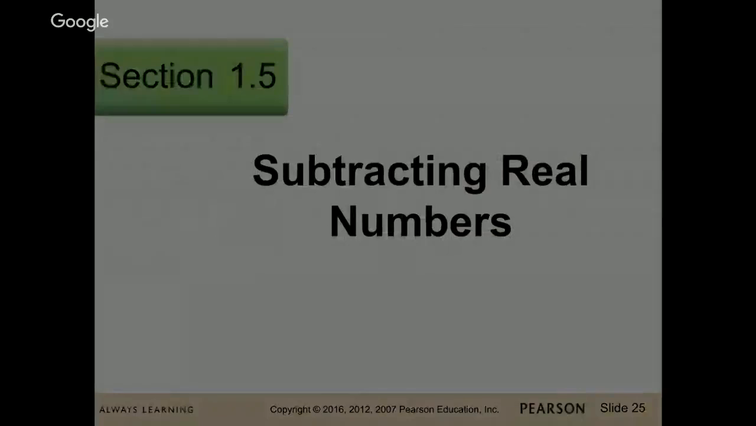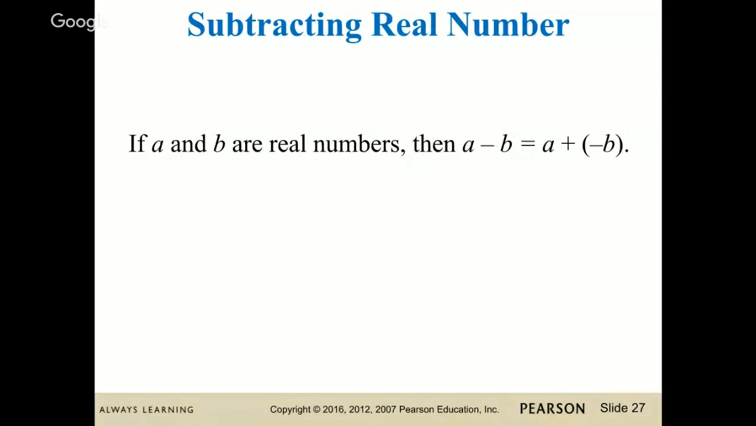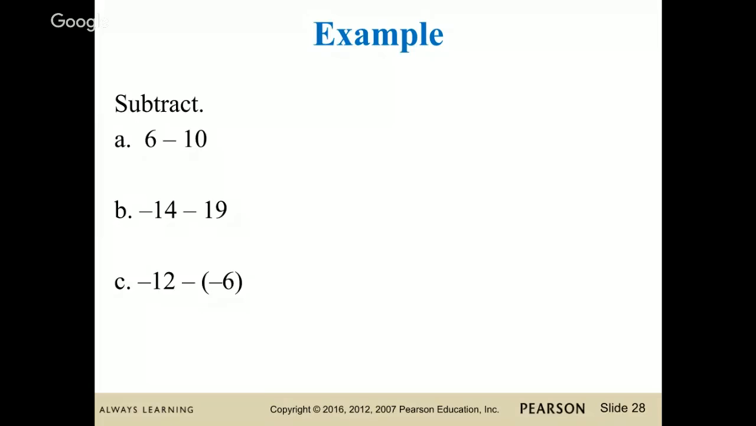All right, subtracting real numbers. It's the opposite of adding the negative. Okay, so pretty much we just covered this. Subtracting a number is the same as adding a negative. So a minus b equals a plus a negative b, and that's half of what that last lesson was on. All right, so you have 6 minus 10. That's going to be a negative 4. Okay, 14 minus 19, you have 2 negatives, it's going to be a larger negative, so it's negative 33.